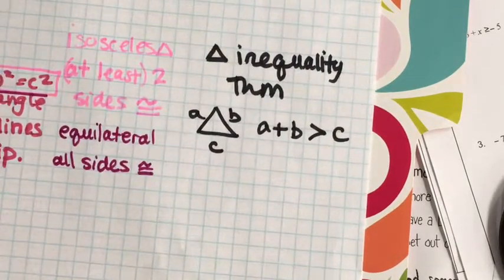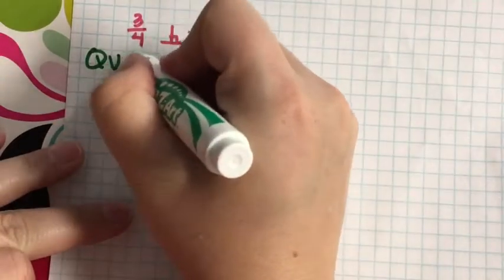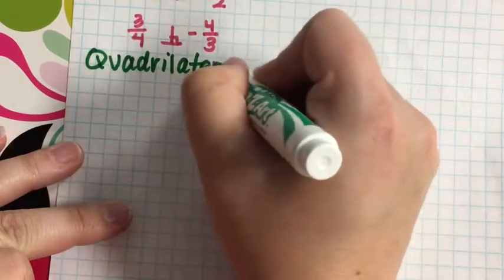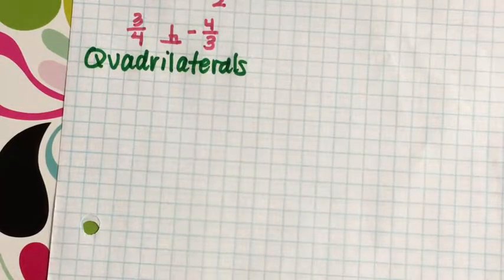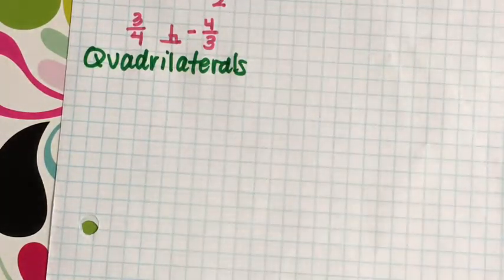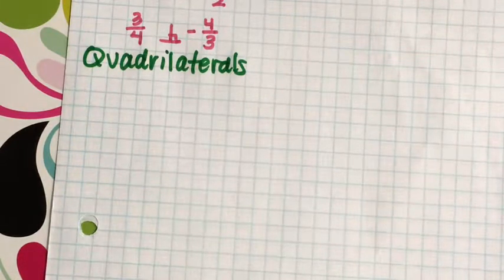Okay. So those are triangle things. Next thing we have are quadrilateral things. How many sides do quadrilaterals have? 4. Good job. So they definitely have 4 sides. And so let's go through specific things about quadrilaterals.